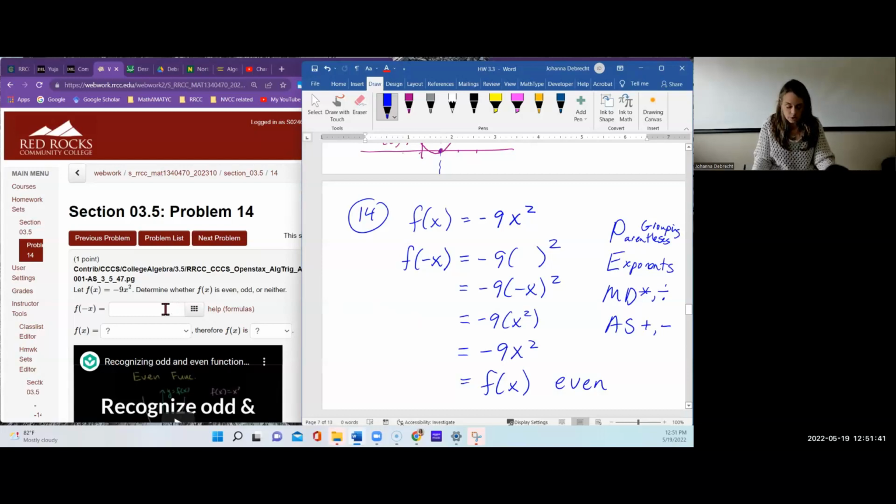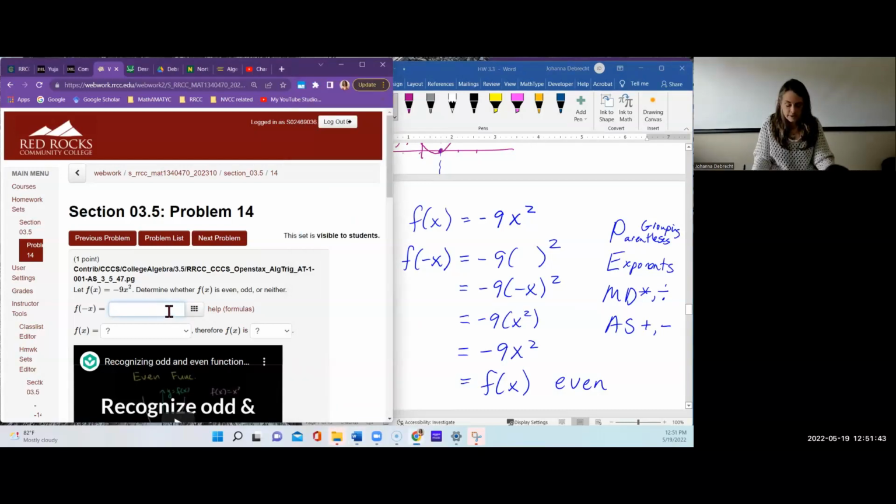Over here on the work, it wants to know what f of -x turned out to be. It turned out to be -9x squared. So I type that in. Remember to use the caret for the power. F of x then is equal to -f of -x. Therefore, f of x is even.